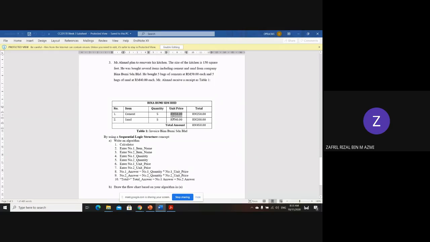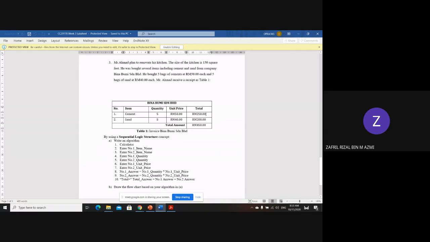Since this is a very basic system with sequential logic structure, there's no decision to be made, and this is a very primitive system. So the user still needs to enter everything. The user needs to enter this, this, and this. Does the user need to enter this? The answer is no. If the user needs to enter everything, there's no point in having a system.